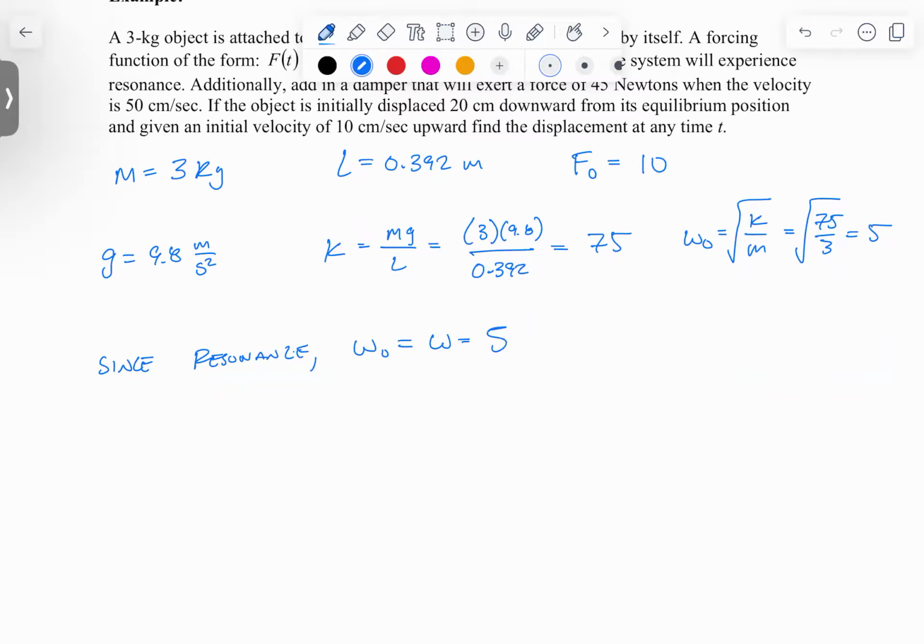Still have resonance, so omega 0 equals omega. Now we're adding in our dampener. All right, we have our Newton force, which again, one more emphasis, as you mentioned, is why we want everything in meters. So 50 centimeters per second means 0.5, 25.